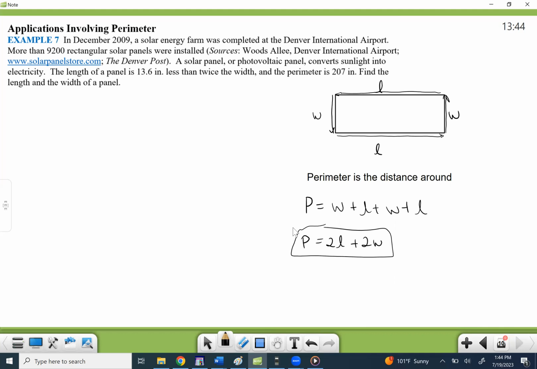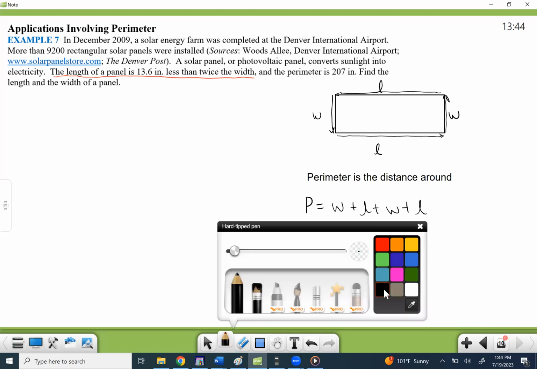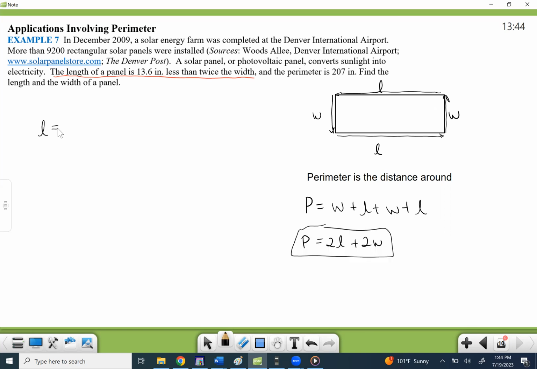Okay. All right. So when we look at this, the meaty part of this word problem is right here. The length of a panel is 13.6 inches less than twice the width. So the length is less than, which means we're going to have to subtract. Now I claim twice the width would mean 2 times the width. And less than would mean take 13.6 away from it.